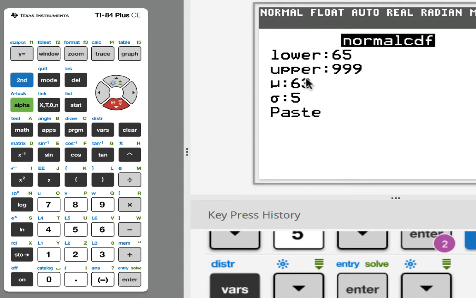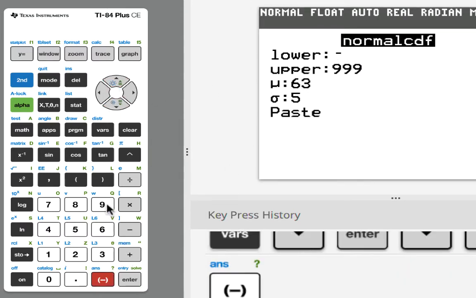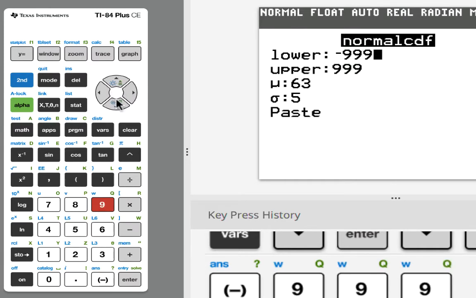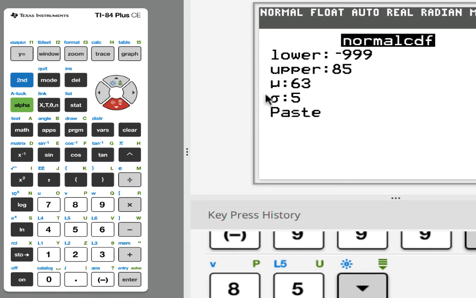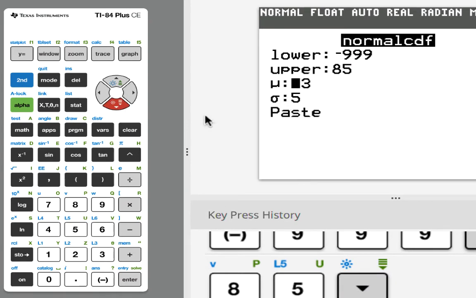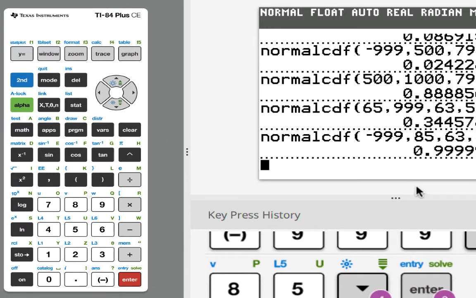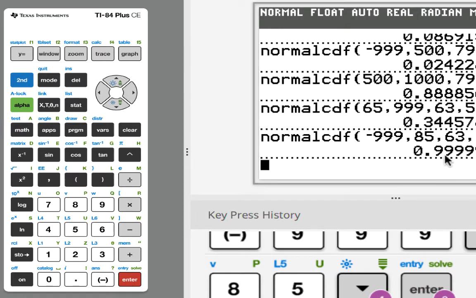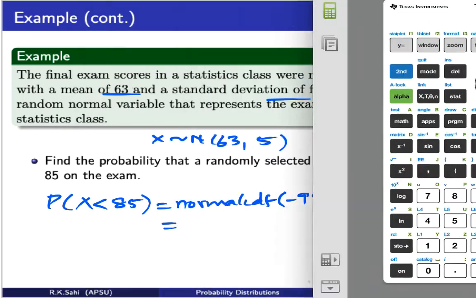And we better take the cursor onto the, here, negative 999. And we are having 85. The mean and the standard deviation will remain the same. Just take your cursor, click, click, click, guys. Okay, so then we have paste and click. What's the answer? Almost 99%. Okay, so let's go write it down.